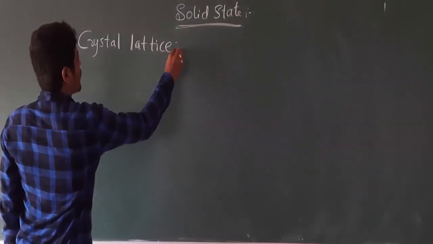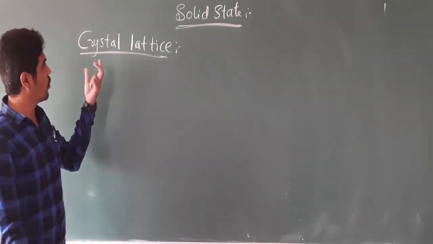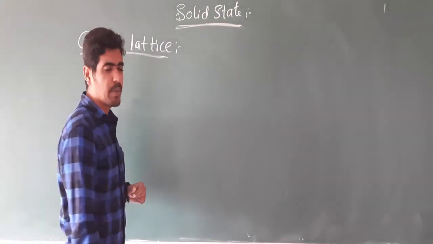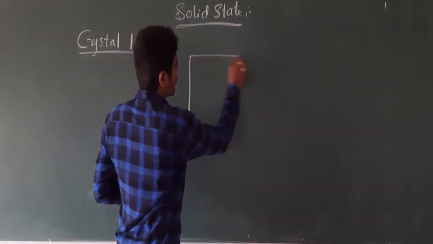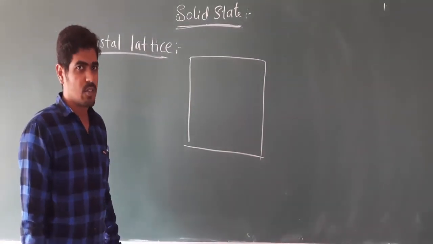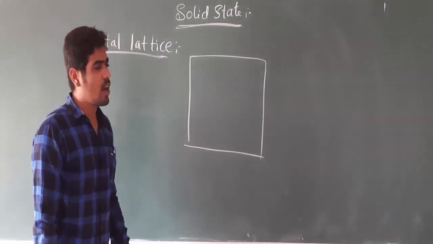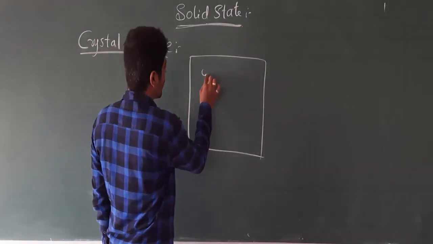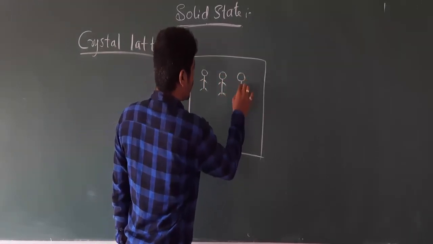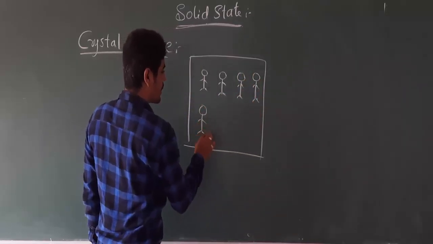Crystal lattice. So what does this crystal lattice mean? Before going to know what this crystal lattice means, here I will take an example where one class is there, okay, and in this class there are 10 students present. So I have to represent those 10 students in this class. So how can I represent? Simply by drawing their structures. So there are totally 10 students, so I need to draw the structures of all the 10 students. And they have different structures.